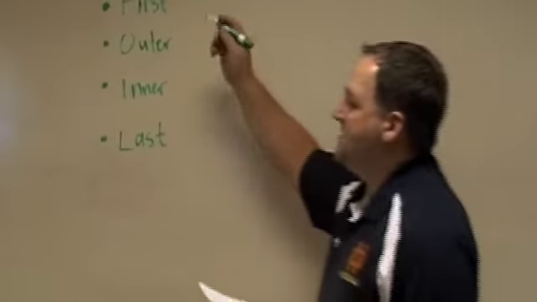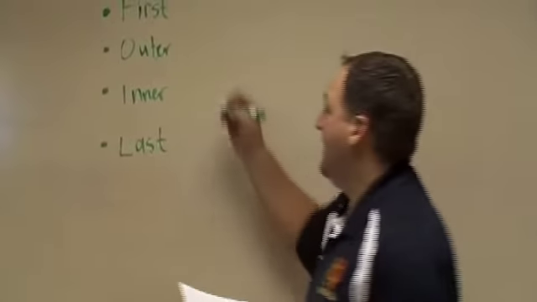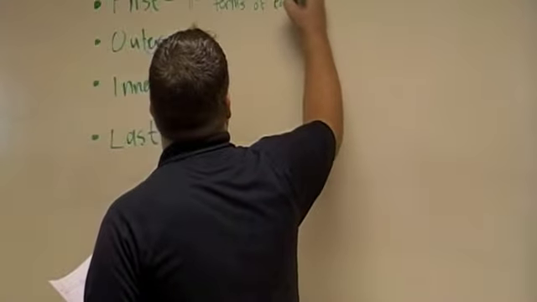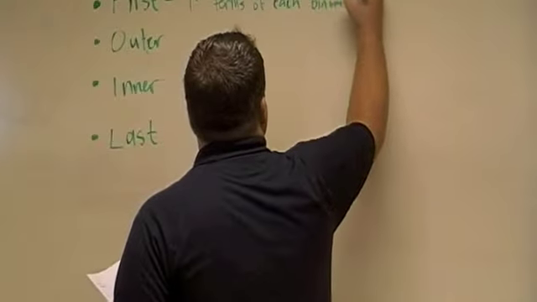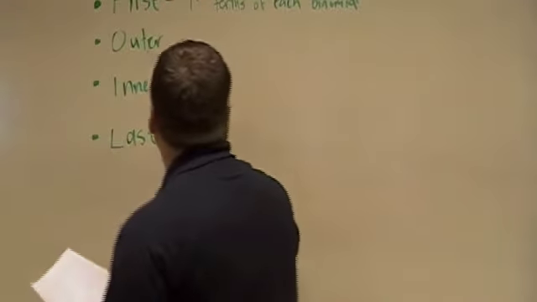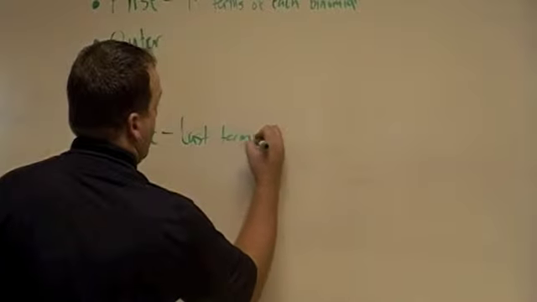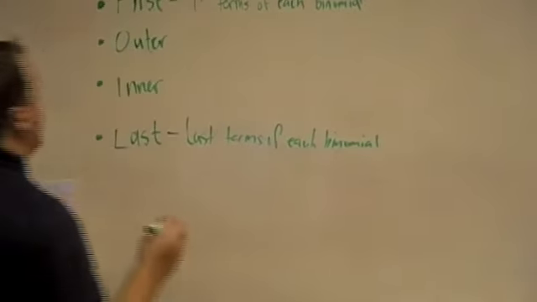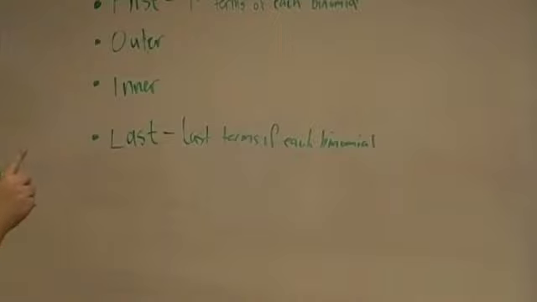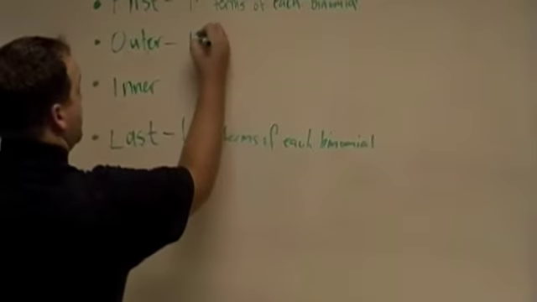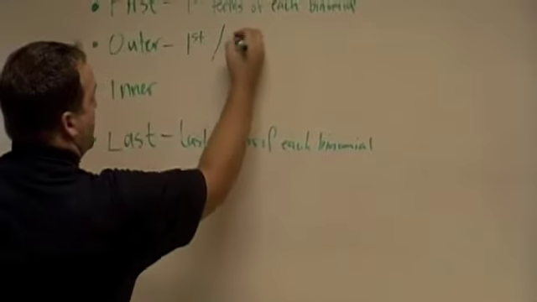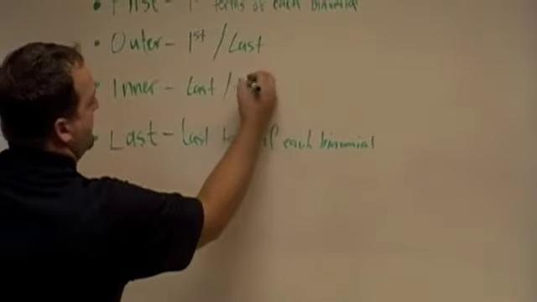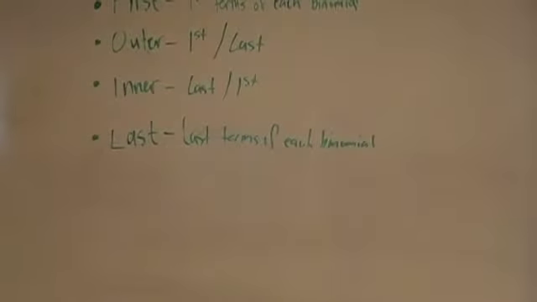The first means the first terms of each binomial. The last means the last terms of each binomial. The outer means the first of the first one and the last of the second one. So first times the last. And the inner would be the last of the first one times the first of the second one. Of course, I'm going to give you an example of this.